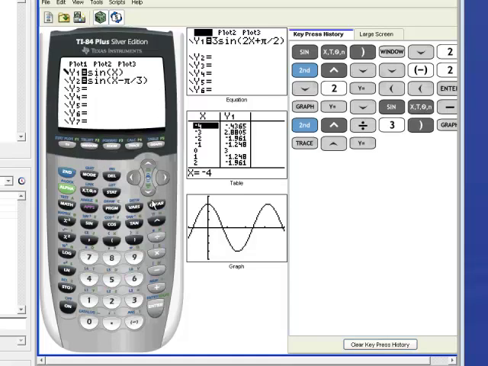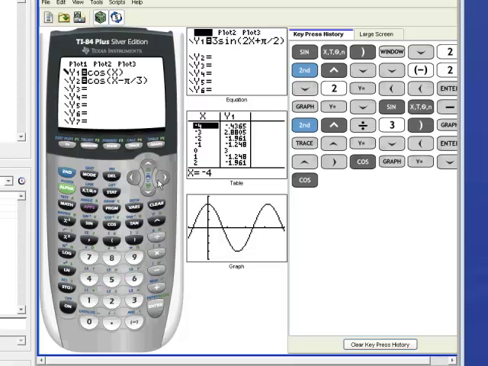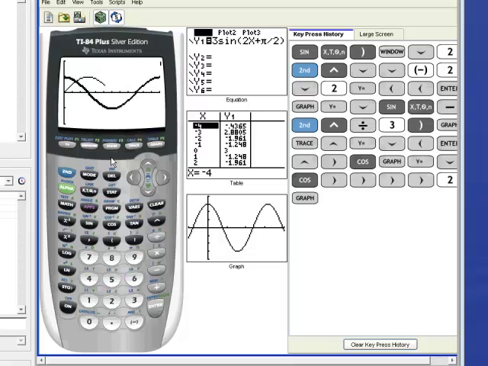Let's do the other one, which is simply cosine of x. So there's the cosine in bold. And now we're going to do cosine of x minus pi over 2. And there it is. And again, because it's a negative coefficient inside the cosine, that's why it's shifted to the right. Again, I'm going to put the equation in here.